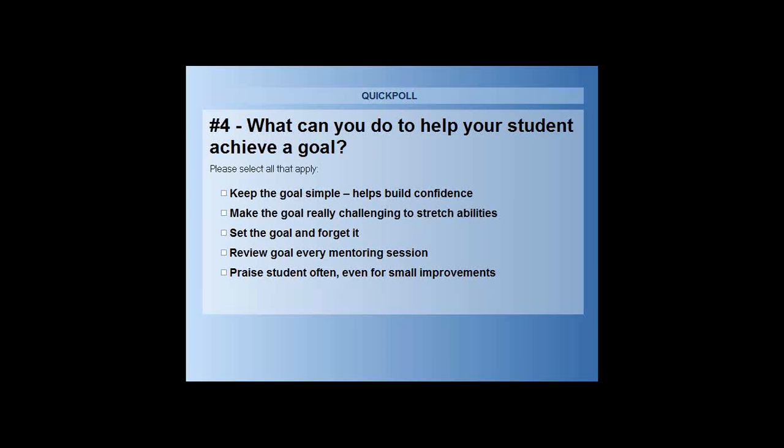In addition to using the SMART formula, what points that you're seeing on the screen now would help your student achieve their goals? If the goals are written down or not, what else in just general terms can help make the mentoring relationship successful or help the student feel more successful? Okay, I think just about everyone has voted.